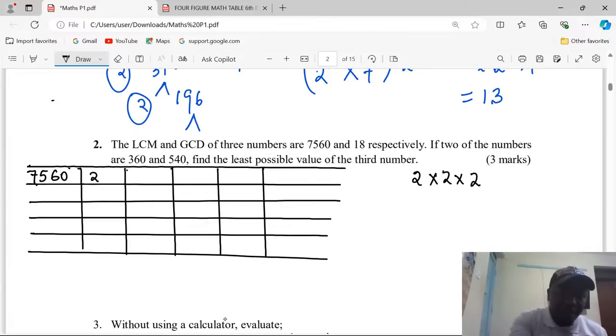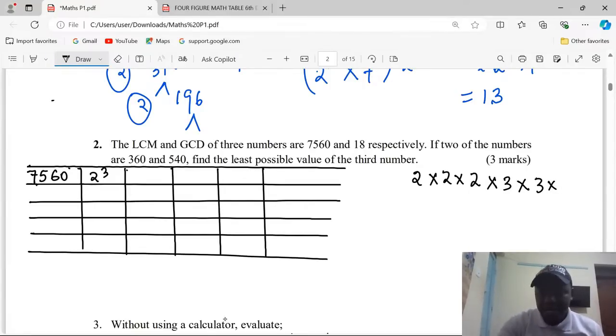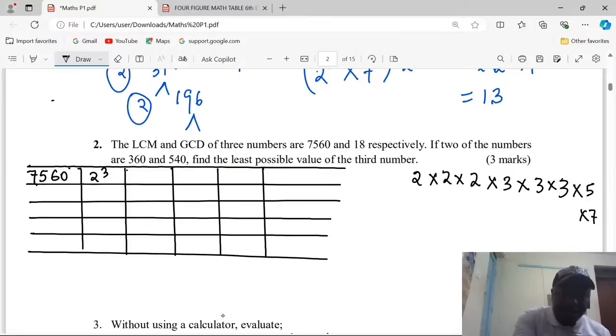So 2 is to power 3. The other prime factor now can be 3. So we divide by 3 times. When I divide again by 3, I get 105. I divide again by 3, I'm getting 35. So that now I have 5 and 7. So this number now will have 3, also power 3, and 5, power 1, then 7. Those are the prime numbers for the LCM.